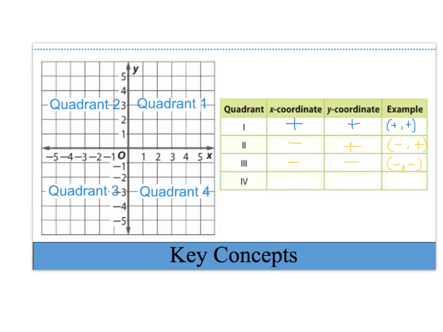Now let's look at quadrant 4. On our x-axis on quadrant 4, we have positive numbers right here. So our x-coordinates will be positive. And our y-coordinates for quadrant 4 are negative. So we're going to place a negative sign in here. So our ordered pairs would be positive, comma, negative.